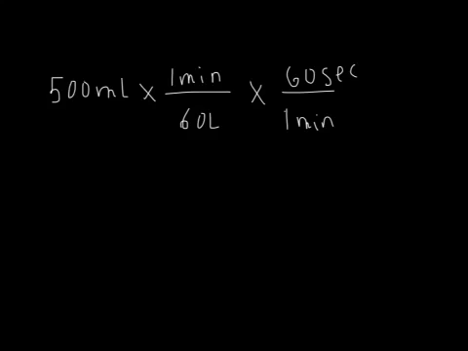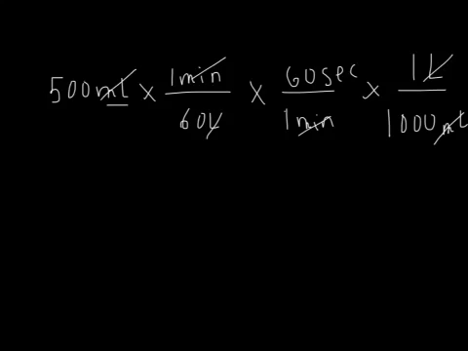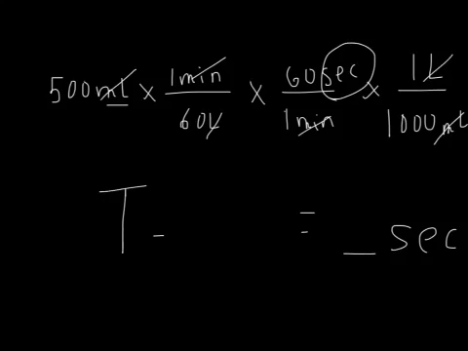The other thing we need to cancel out is our milliliters. So we say 1,000 milliliters is equal to 1 liter. Then we can go ahead and cancel our milliliters, cancel our liters, cancel our minutes, and we will be left with our answer in seconds. If we work this out on our calculator, we're going to find TI is equal to 0.5 seconds.